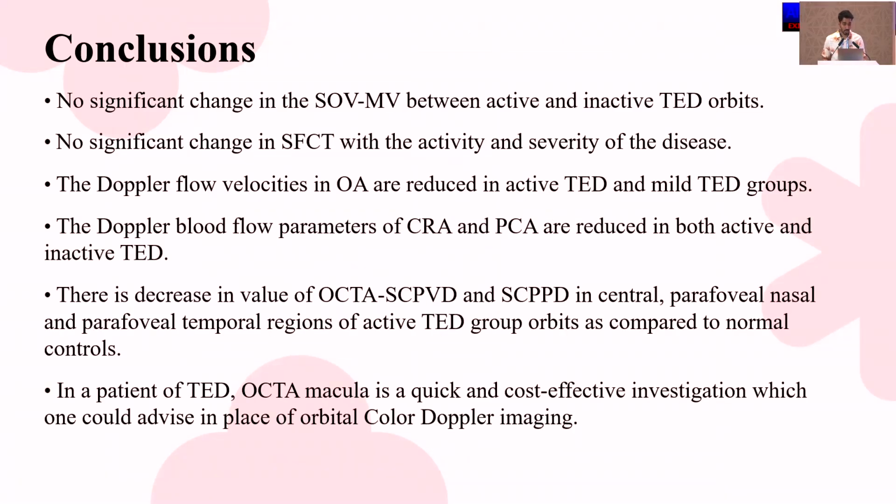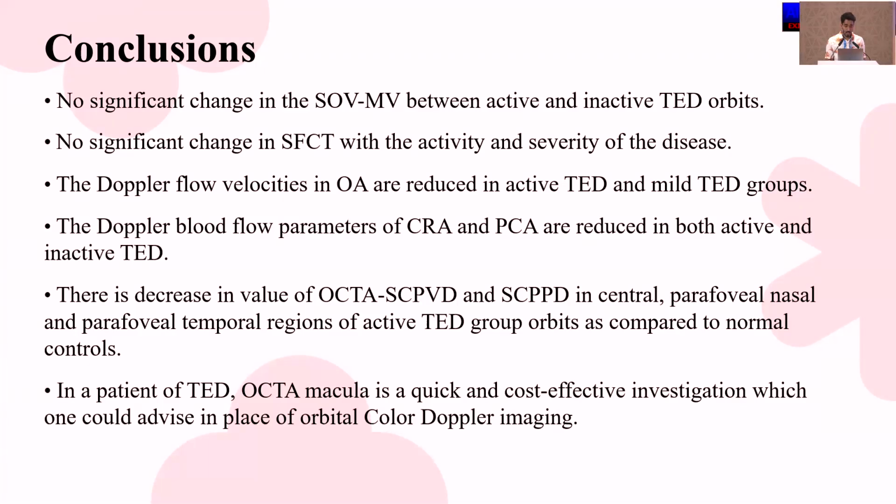So to conclude, no significant change in the superior ophthalmic vein maximum velocity was found between active and inactive TED orbits. There was no significant change in SFCT with the activity and severity of the disease. The Doppler flow velocities in the ophthalmic artery are reduced in active TED and mild TED groups. The Doppler blood flow parameters of CRA and posterior ciliary artery are reduced in both active and inactive TED groups.